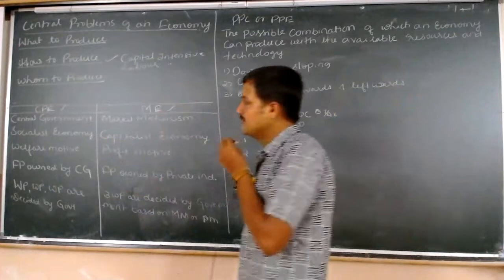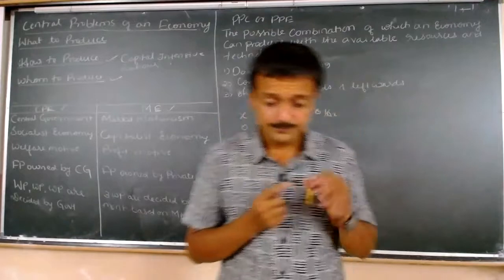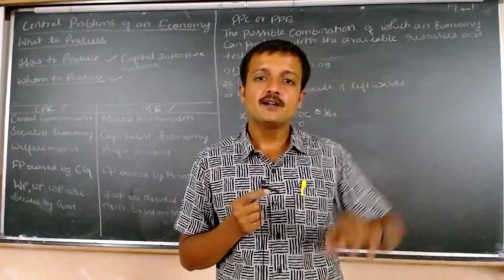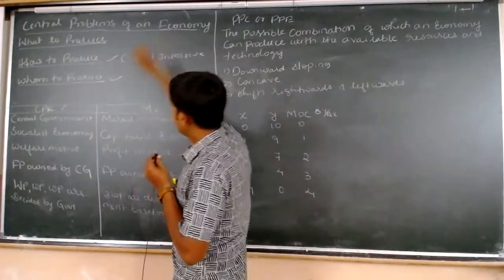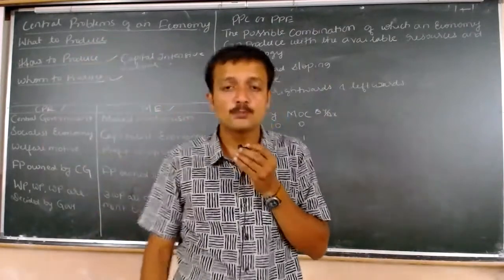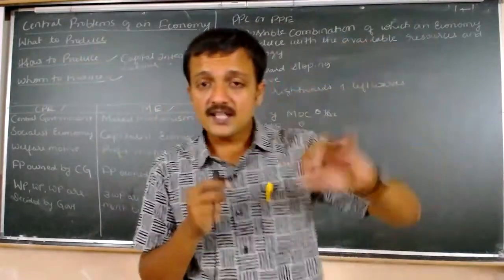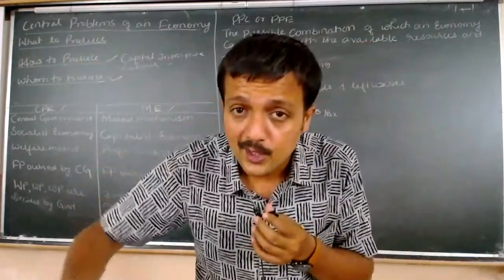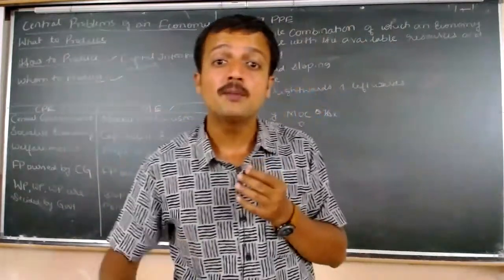Okay, so now the next one is for whom to produce. Now, whom to produce deals with the distribution part. Remember, the first two parts, what to produce and how to produce, deal with the production part. But the third part deals with the distribution. Now we have produced, so for whom will it be produced? That means now you know what to produce and how to produce, then for whom will it be produced?